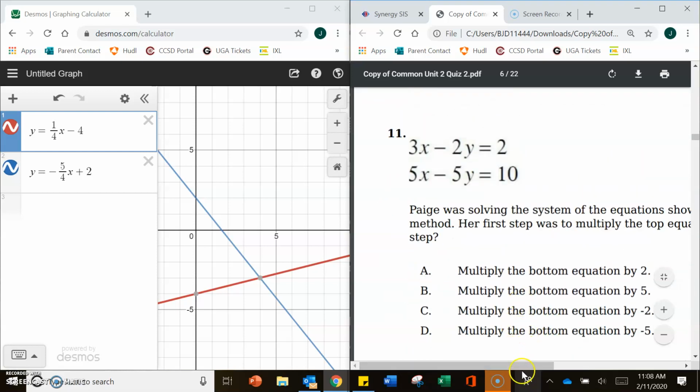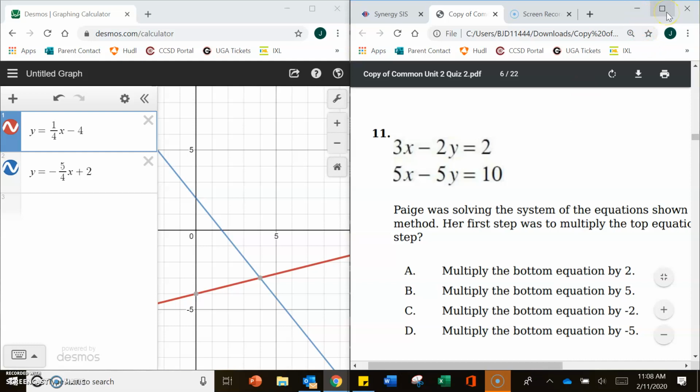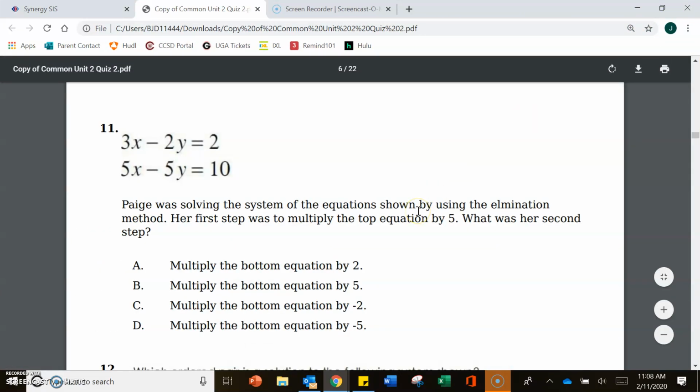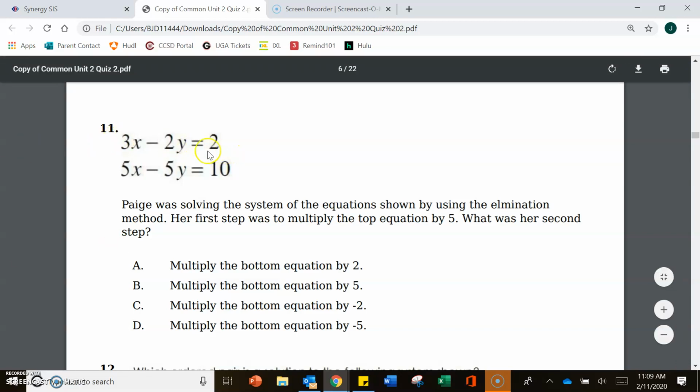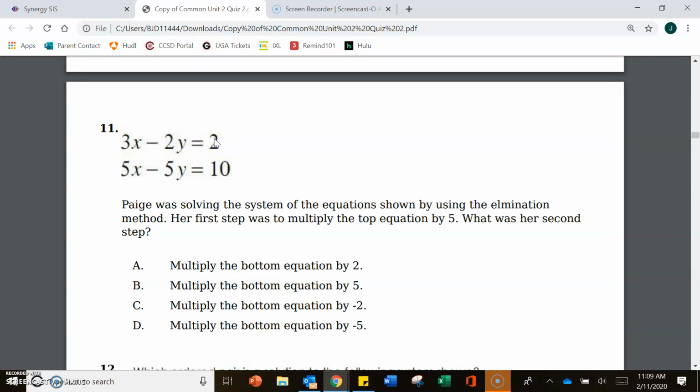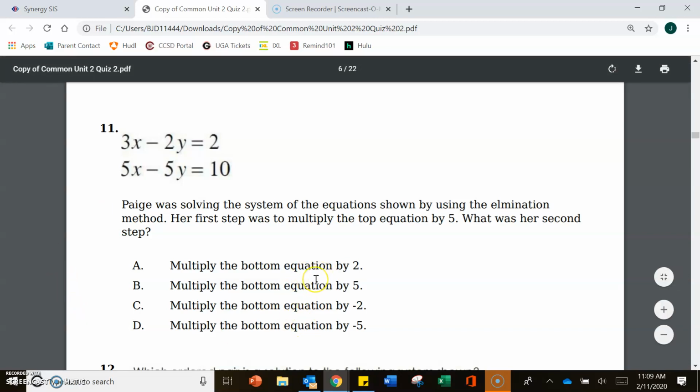Okay, so now, this one cannot be done in Desmos. Number 11 cannot. So I'm going to expand the screen so we can see a little bit better. Paige was solving the system of equations shown by using the elimination method. Her first step was to multiply the top equation by 5. What was her second step? What this question is really asking is what we can do to eliminate one of the variables, x or y. We don't really know which one they're talking about yet, but we have to use these answer choices down here to figure that out.